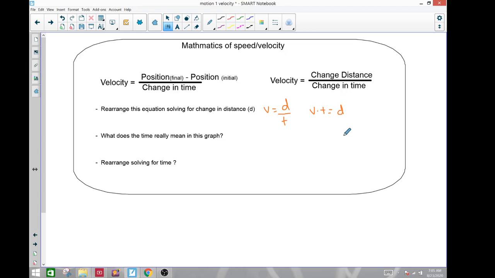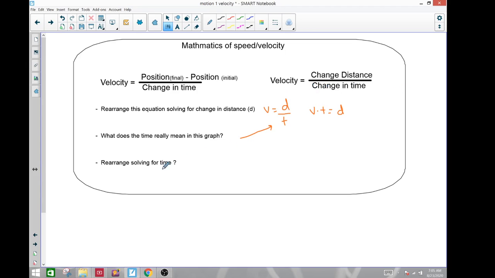Okay. Important to realize. What does the time really mean in this graph? So the time in this graph, I guess, is referring to the net difference in time, or the average time. Okay, the time that you're spending traveling this distance, or average time. So velocity is change of distance over change of time.